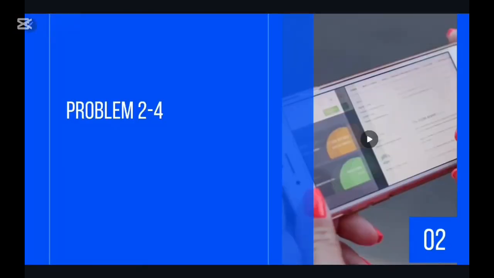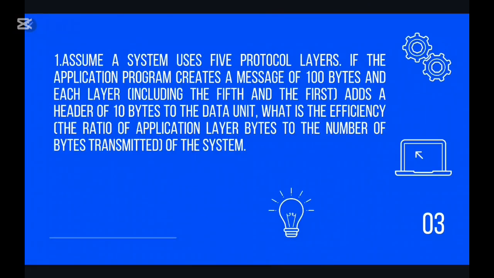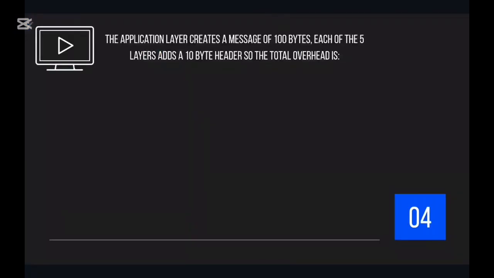I'm going to defend problem 2-4, and the problem says: Assume a system uses 5 protocol layers. If the application program creates a message of 100 bytes, and each layer, including the fifth and the first, adds a header of 10 bytes to the data unit, what is the efficiency? The ratio of application layer bytes to the number of bytes transmitted of the system.